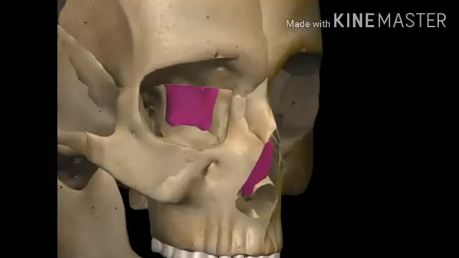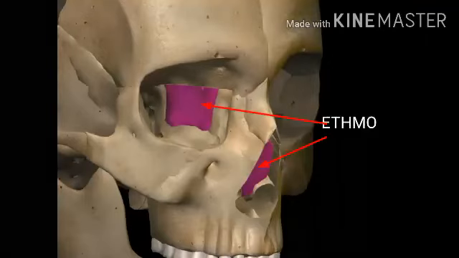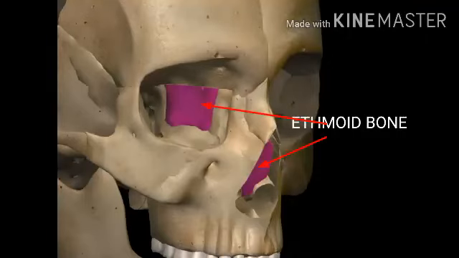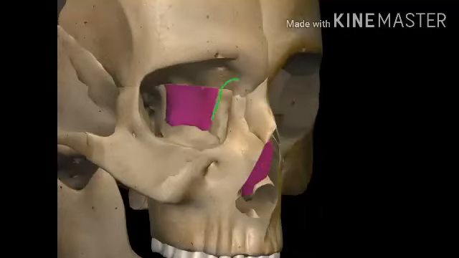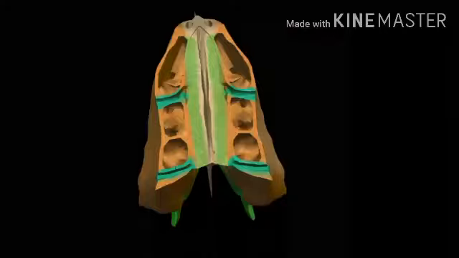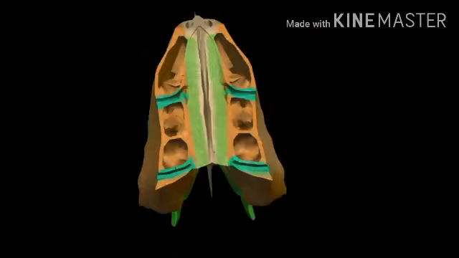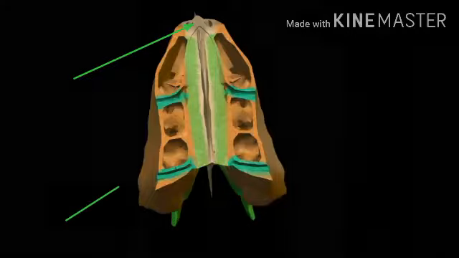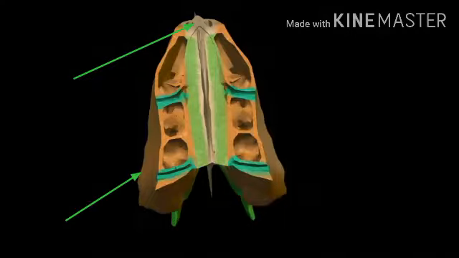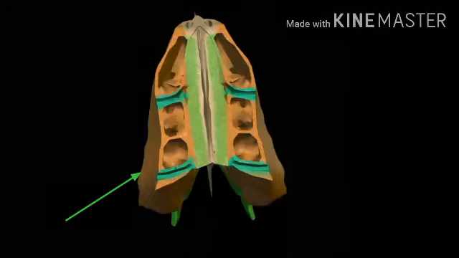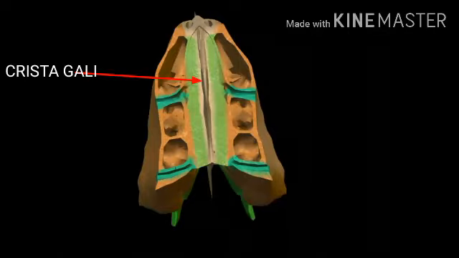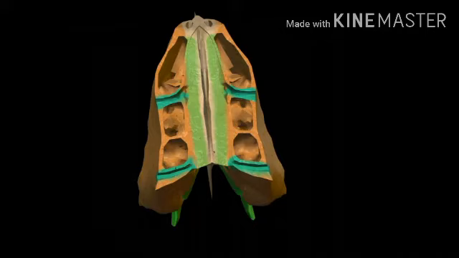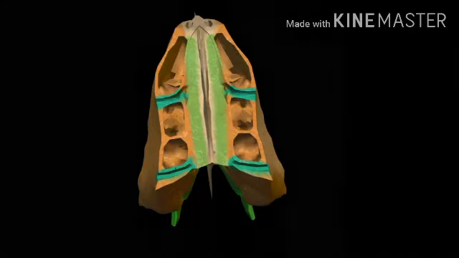The last bone that we're going to look at is the ethmoid bone. This is indicated in pink, and it is found posterior to the lacrimal bone. This is how it sits inside the human skull. This is the anterior part, and this is the posterior part. The prominent feature here is called the crista galli. This is where the falx cerebri of the brain attaches.